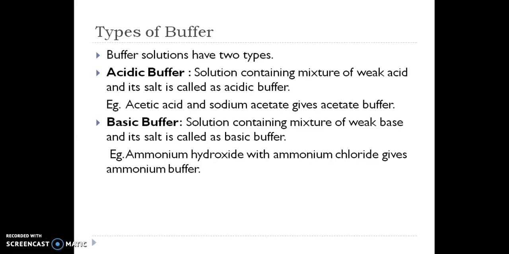Second is the basic buffer. Similarly to the acidic buffer, in the case of a basic buffer, the solution which contains a mixture of a weak base and its salt is called a basic buffer. For example, ammonium hydroxide, which is a weak base, when combined with ammonium chloride, its salt, gives the ammonium buffer, and it acts as a basic buffer.